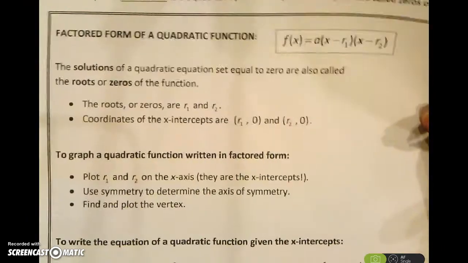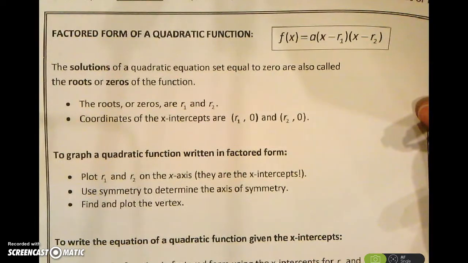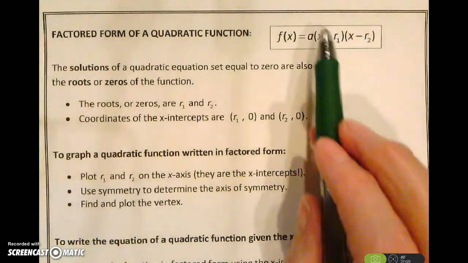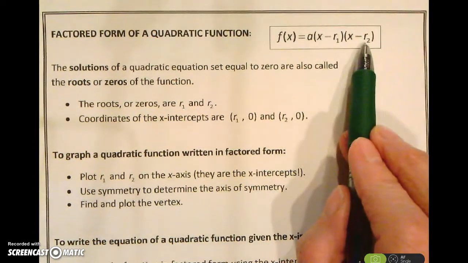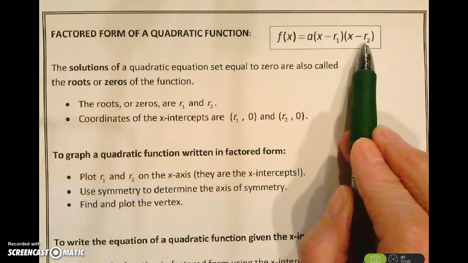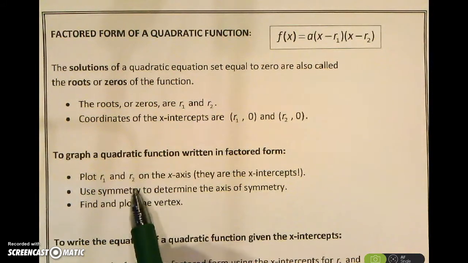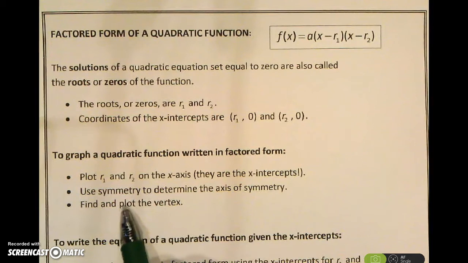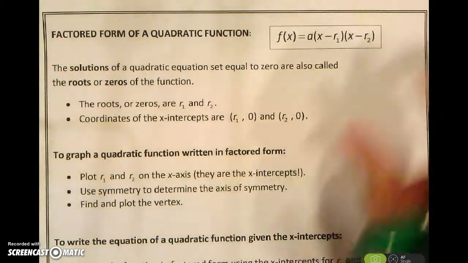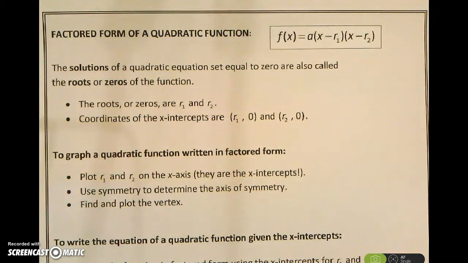So to graph a quadratic function written in factored form, we can look and see the two x-intercepts, so we're going to plot those on the graph. Then we're going to use symmetry to determine the axis of symmetry, and then we're going to find and plot the vertex. So I'm going to swing over to the next page and do that now.